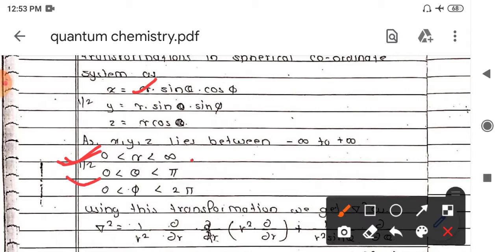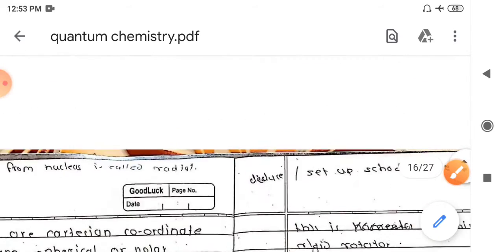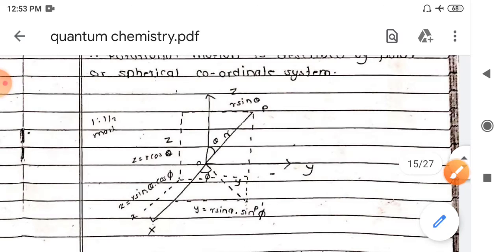Next, theta is the angle made by the position vector with respect to the positive direction of the z axis. What is the range of this theta? Theta can range from 0 to pi, that is 0 degree to 180 degree. And phi, which is the projection angle or azimuthal angle, can have values of 0 to 2 pi. In a diagram it might get quite clear.